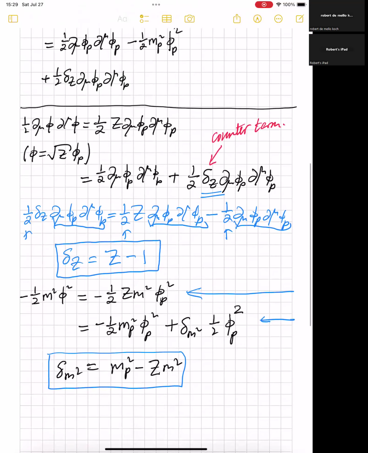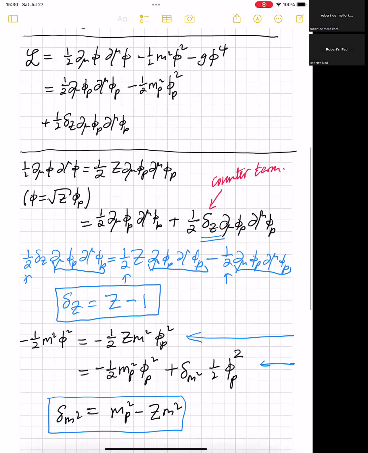Plus, let's just see, I didn't make a mess of anything, did I? No, I don't think so. Plus delta m squared over 2 phi physical squared. And then we would do exactly the same with the coupling term. So we would have a minus g physical, phi physical to the 4, and we would then need to add in a counter term, minus delta g phi p to the 4.